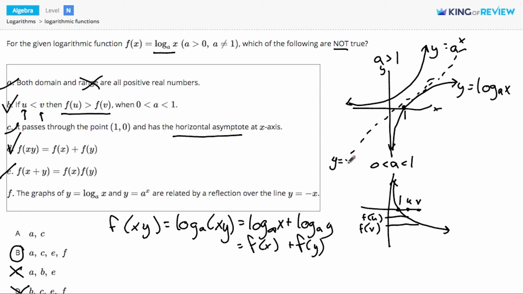The problem here is that choice F says y equals negative x. Y equals negative x goes in the opposite direction, and these two lines are clearly not a reflection of each other over that line. So, choice F is definitely not true, and our correct answer is definitely B.